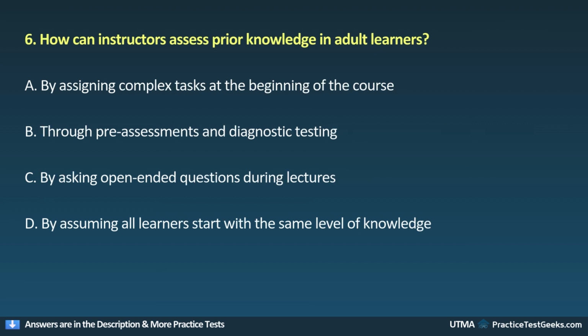6. How can instructors assess prior knowledge in adult learners? A. By assigning complex tasks at the beginning of the course, through pre-assessments and diagnostic testing. C. By asking open-ended questions during lectures. D. By assuming all learners start with the same level of knowledge.